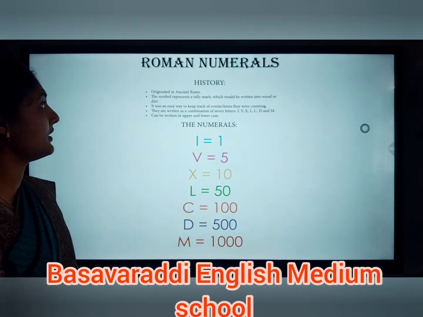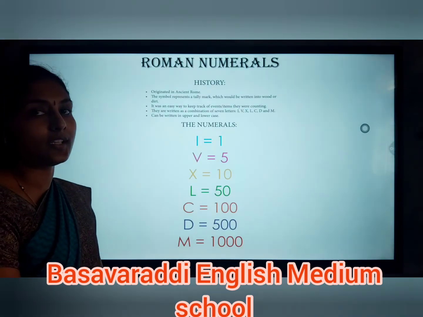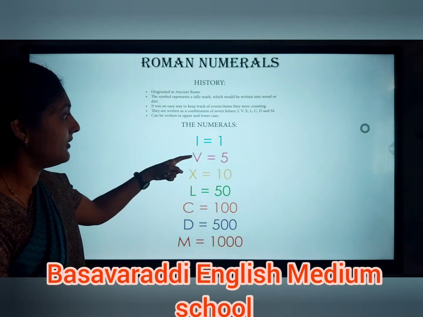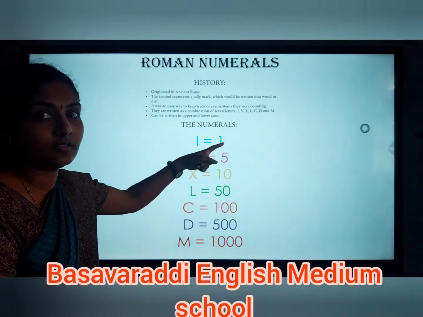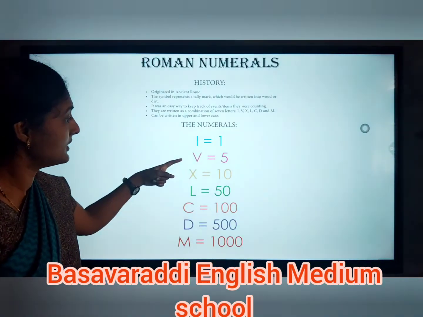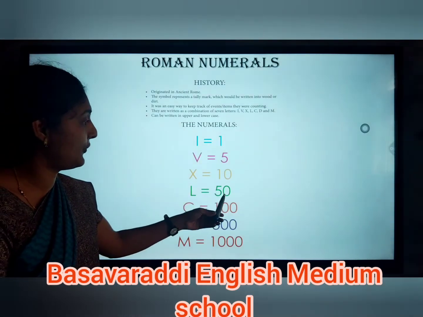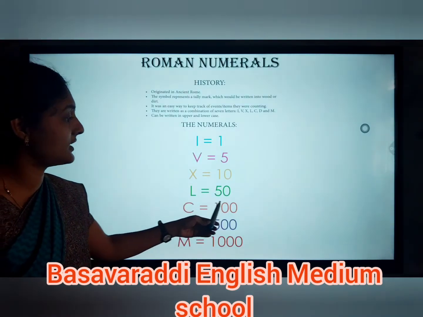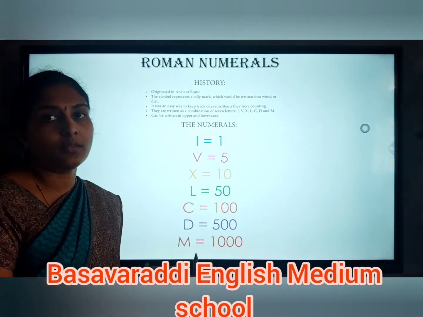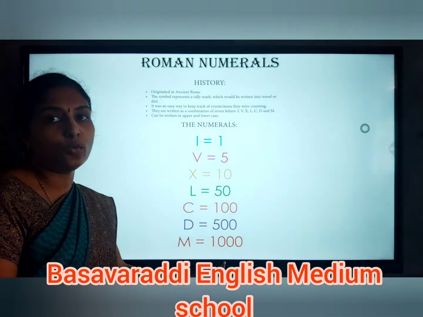The last point in the history is that they can be written in upper and lower case. So the numbers are I, that shows 1. The value of V is 5. The value of X is 10. The value of L is 50. The value of C is 100. The value of D is 500. Then the value of M is 1000. So these are the symbols and these are the numerals.